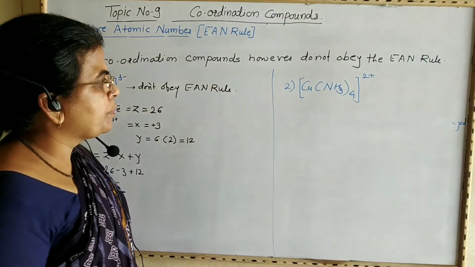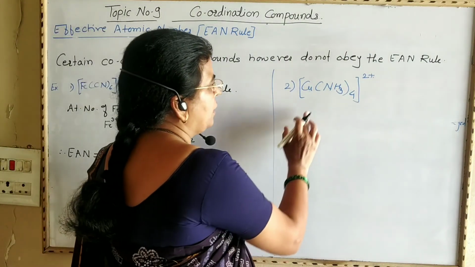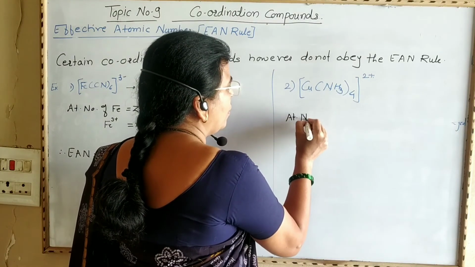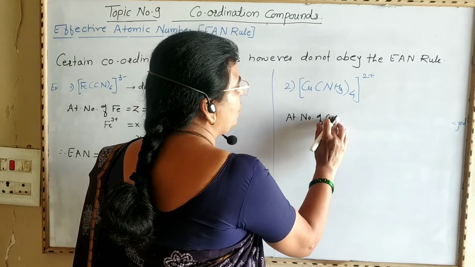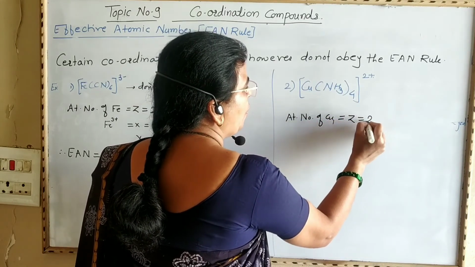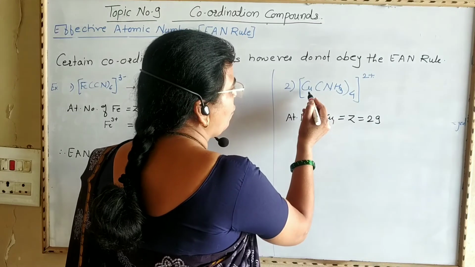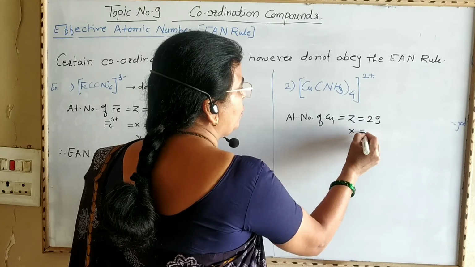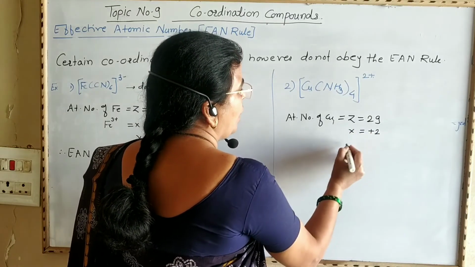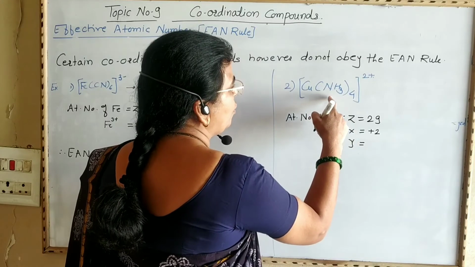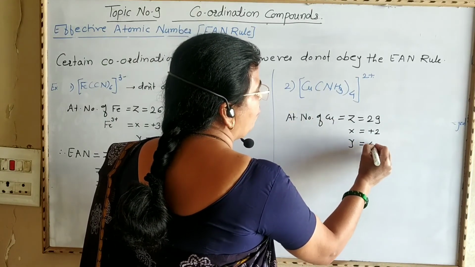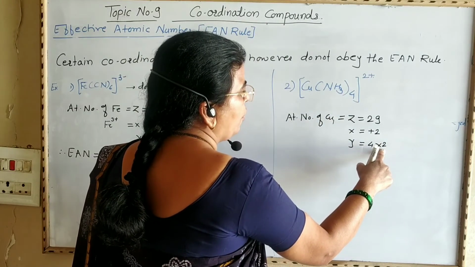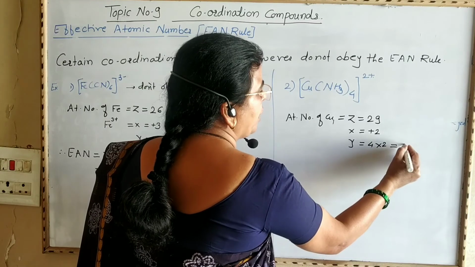Then second example. Now here the central metal ion is copper. Atomic number of copper is equal to Z is equal to 29. Now the oxidation state of copper in this complex is +2. That is here X is equal to +2 and Y, that is number of electrons donated by this ligand, are 4 into 2. That is there are 4 ammine groups and each ammonia donates 2 electrons, therefore it becomes 8.